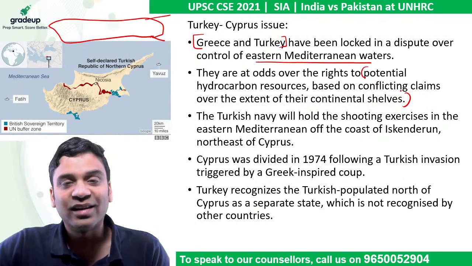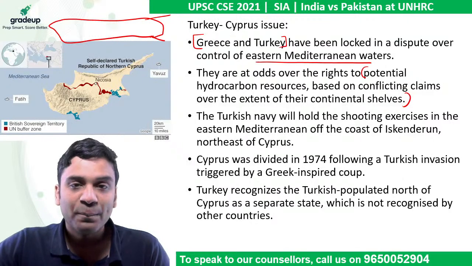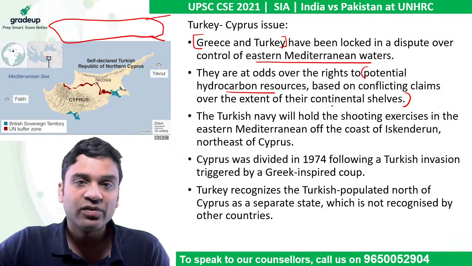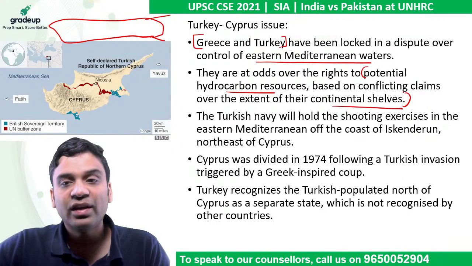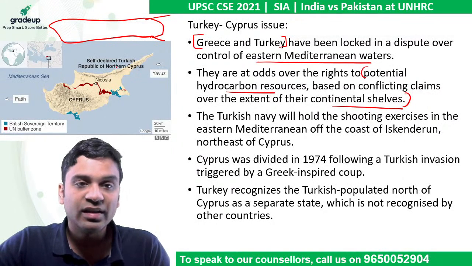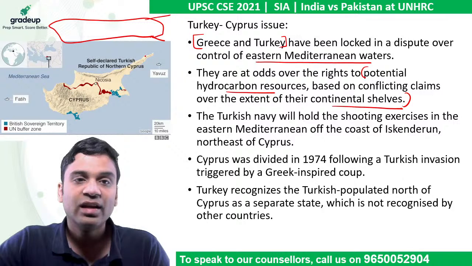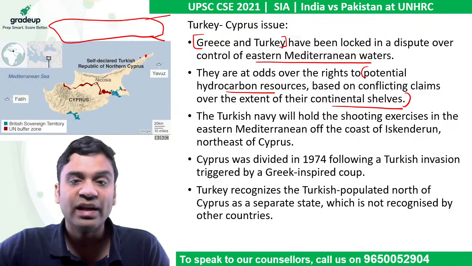Cyprus is an island, and if they have ships, if they have tourism, nobody cares. The main thing is the hydrocarbon resources and the continental shelves. So the Turkish Navy has held shooting exercises in the Eastern Mediterranean region of a place called Iskenderun. Here they have undertaken a sort of military exercise.